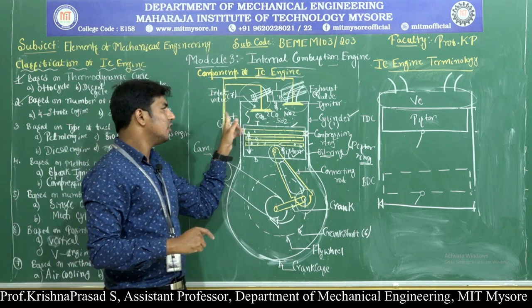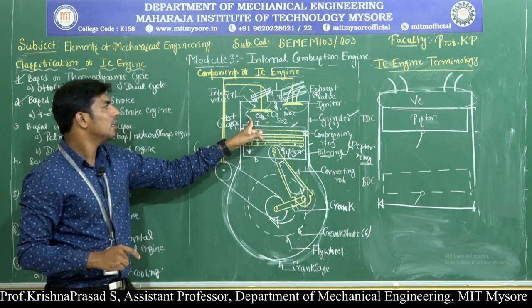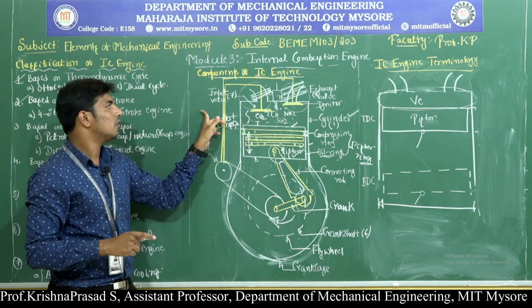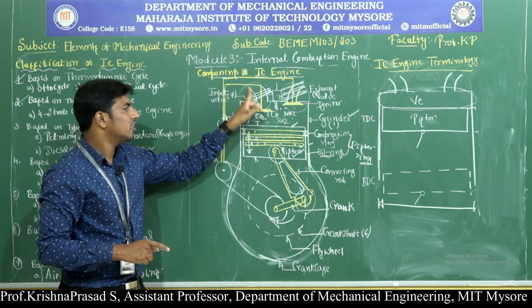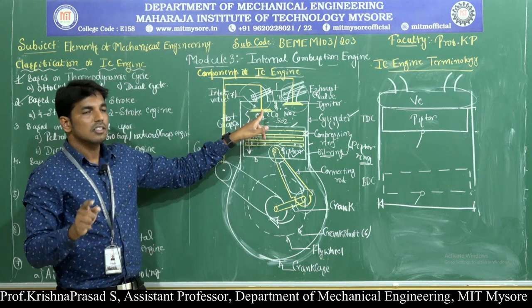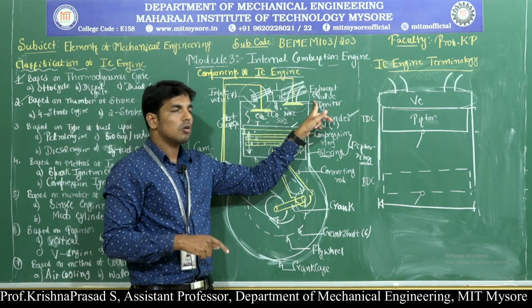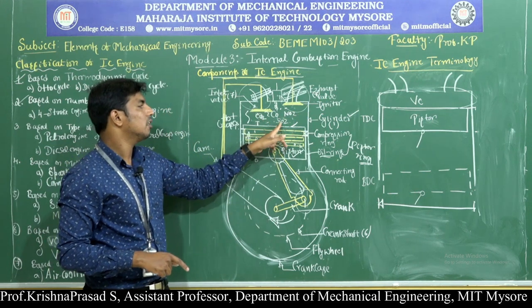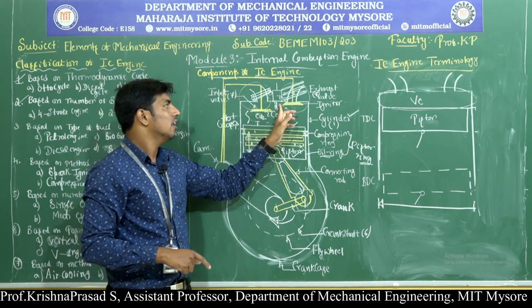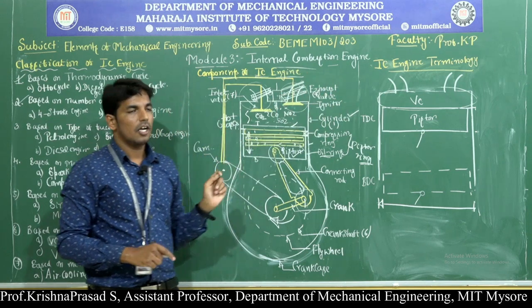Okay, observe here, during the suction stroke inlet valve is open, hence the fresh charge of air petrol mixture from the carburetor enters into the engine cylinder through the inlet valve. Similarly, during the exhaust stroke exhaust valve is open, then whatever the burnt gases like carbon dioxide, carbon monoxide, nitrogen dioxide, sulfur dioxide, it is expelled out through this exhaust valve.